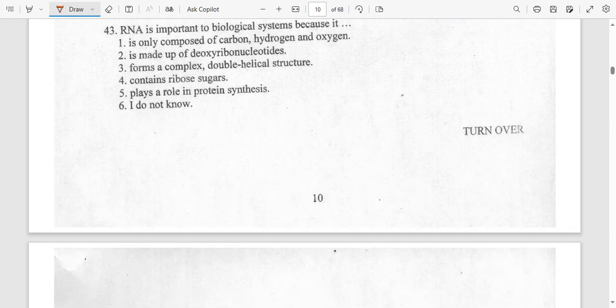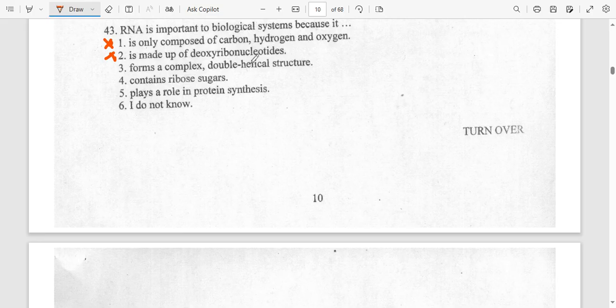RNA is important to biological systems because it is only composed of carbon, hydrogen, and oxygen. Is that the reason as to why it's important? No. It's made up of deoxyribonucleotides. It's actually not made up of deoxyribonucleotides. It's made up of ribonucleotides. It's made up of ribose, not deoxyribose.